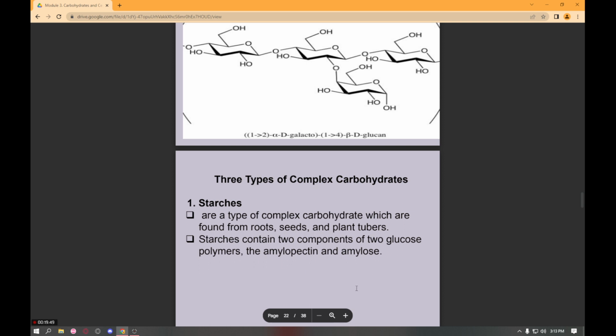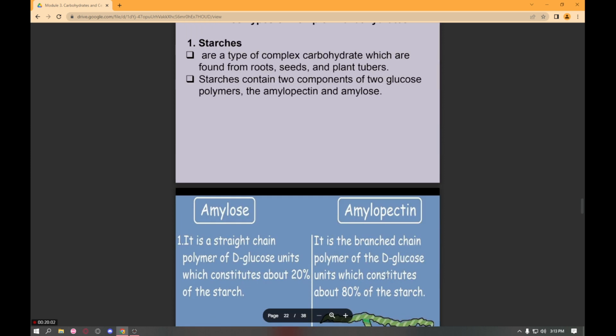Okay, starches contain two glucose polymers, that is your amylopectin and your amylose. I have mentioned before that your amylose is 20%. So your amylose is 20% of your starch, and 80% is made up of your amylopectin. Which means that your starches have two components, your amylose and your amylopectin. In your starch, 80% is amylopectin and 20% came from amylose.